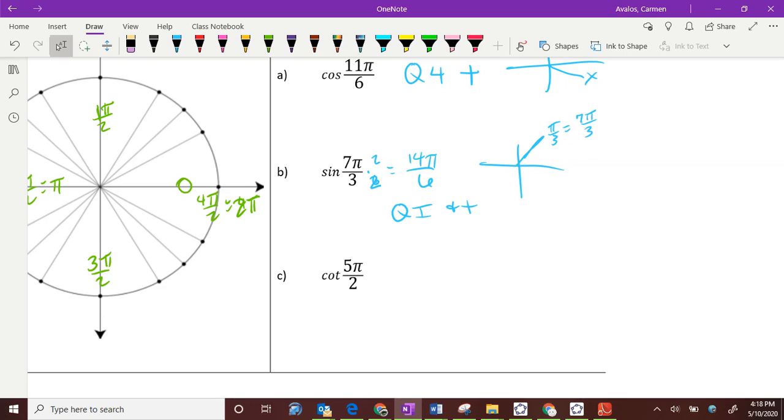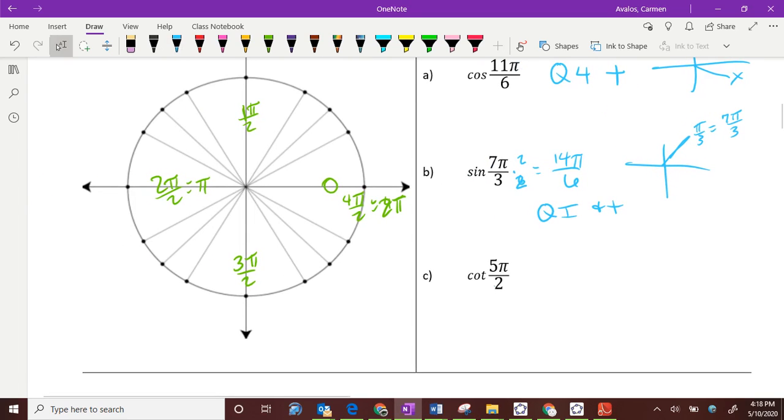Okay, cotangent of 5 pi over 2. Again, 5 pi over 2 is divisible by 2, so we're going to need to count there. When we're counting here, here's the pi's over 2, so I am going to do that in this color. This is 4 pi over 2, and so this one here is going to be 5 pi over 2, which is the same thing as pi over 2, the same reference angle and everything.